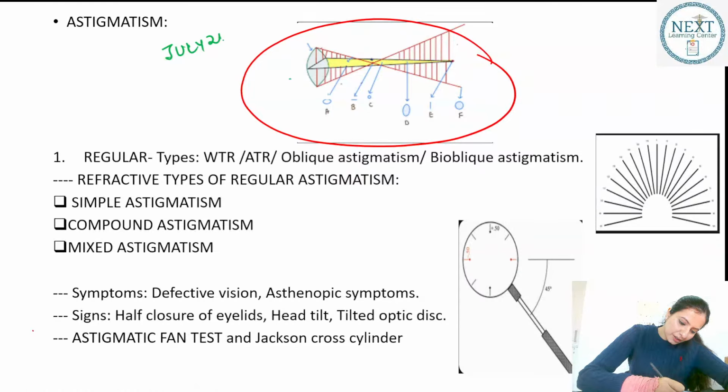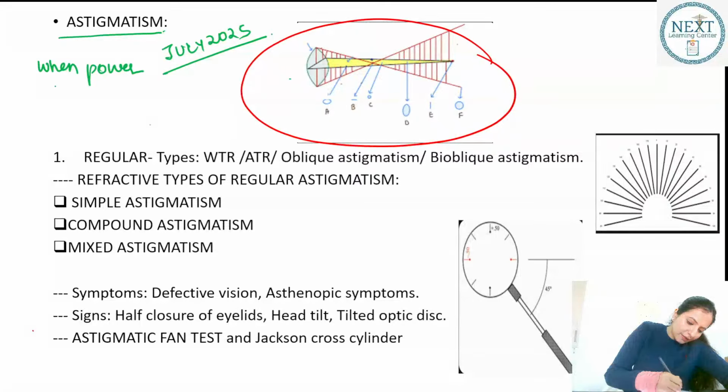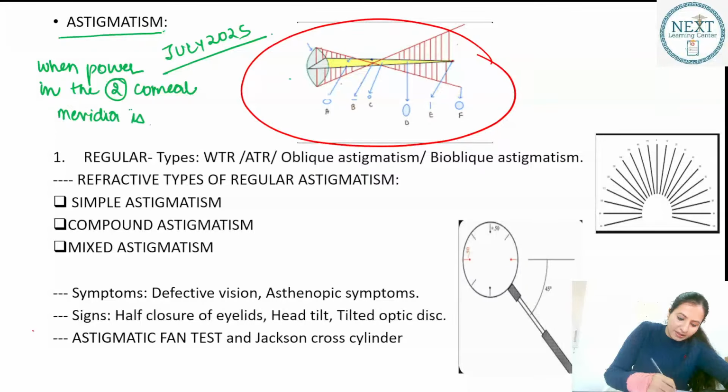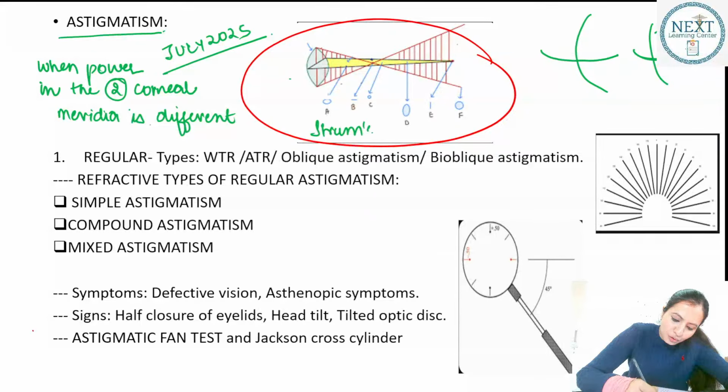July 2025 image. What is this? This is seen in astigmatism. What is astigmatism? When the power in the two corneal meridia is different. Suppose the power of this axis is more than this, or power of this axis is more than this. So that is when you will call it as astigmatism, and this is what you call as Sturm's conoid.